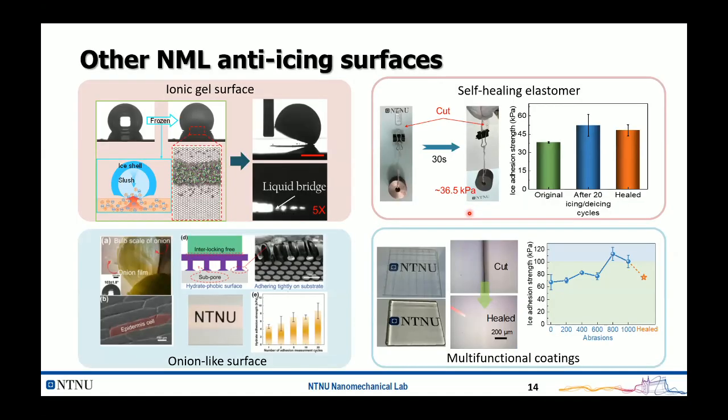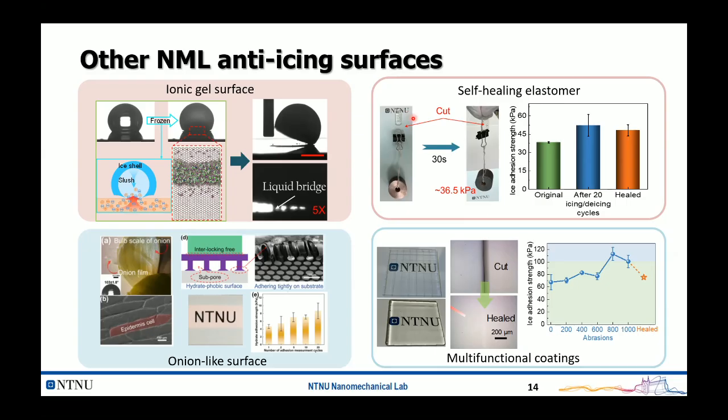In addition to those examples I showed you, we also work on many different strategies to lower the ice adhesion. For example, mimicking human skin. When you sweat, you have a lot of salt and ions, and also the ionic gel surface, which will melt the ice at the interface and change this solid-solid contact to solid-liquid-solid, and dramatically reduce ice adhesion.